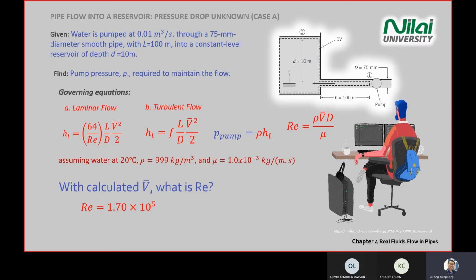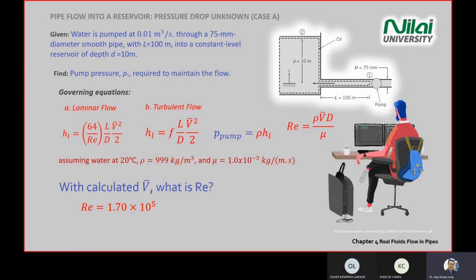Based on this screen, the Reynolds number is 1.7 times 10 power 5. So this number is more than 2,300, so it's turbulent flow. On the screen here, you have two equations to choose from, one for laminar flow and one for turbulent flow. So you are looking at the second equation here. Looking at the equation, there's one parameter that is missing, which is the F here. This Darcy friction factor F.